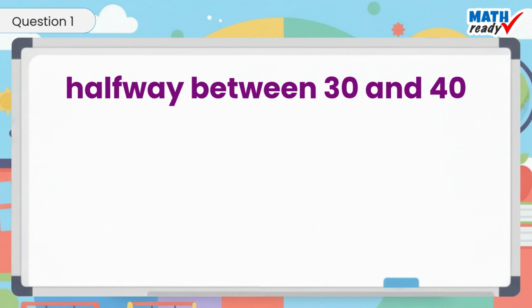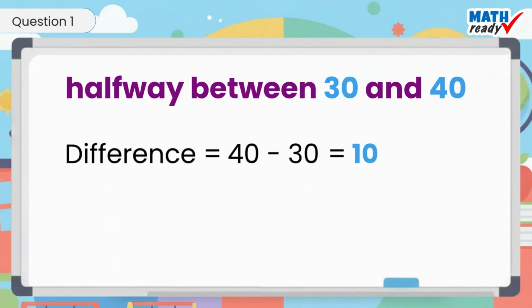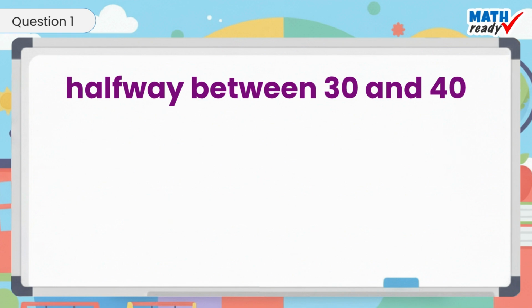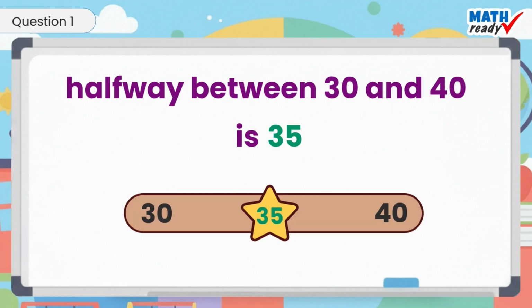First, look at the two numbers. We know that 30 and 40 are 10 apart. Half of 10 is 5. To find our number that is halfway between 30 and 40, we would either add 5 to 30 or subtract 5 from 40. Both of these will give us the same answer. 30 plus 5 is 35, and 40 minus 5 is 35. So, the number that is halfway between 30 and 40 is 35.